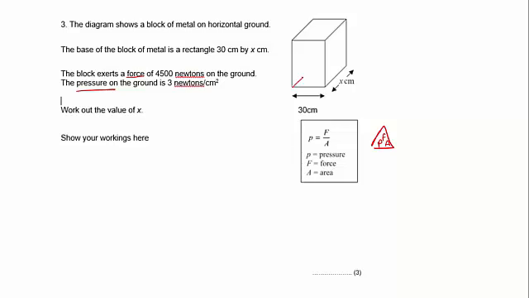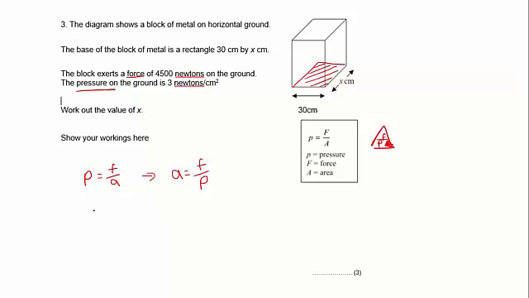The area is going to be the bit of the block that is in contact, so the area of this rectangle on the base here. We're told that pressure equals force over area, and we can rearrange that to say that area is force divided by pressure. Or if you're using the triangle method, we're trying to find area, so you're going to do force divided by pressure.